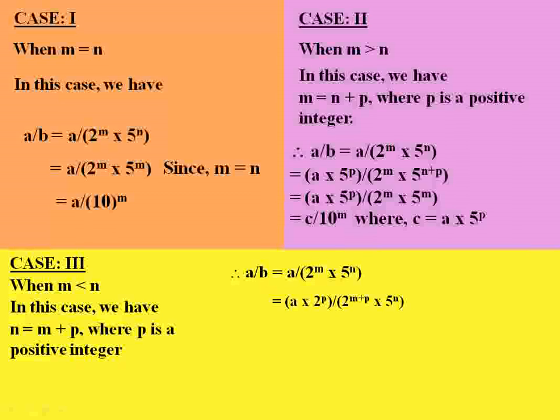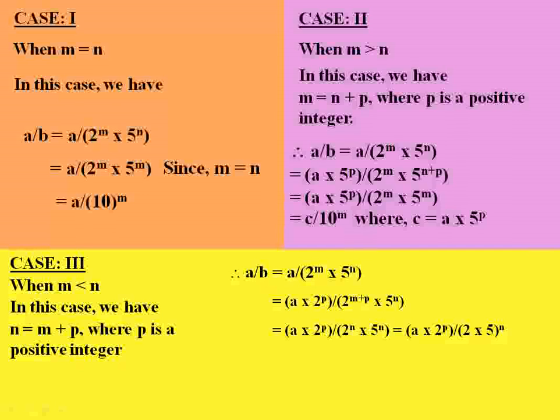Multiplying the numerator and denominator by a term 2 to the power of p, we get a by b is equal to a into 2 to the power of p divided by 2 to the power of m plus p into 5 to the power of n. Since m plus p is equal to n, we get a by b is equal to a into 2 to the power of p divided by 2 to the power of n into 5 to the power of n.